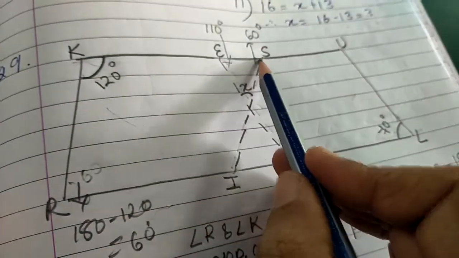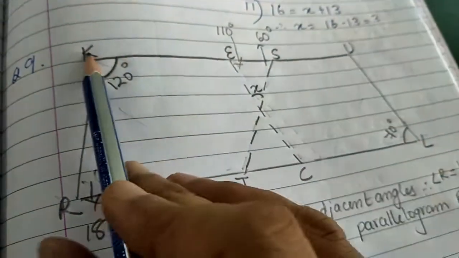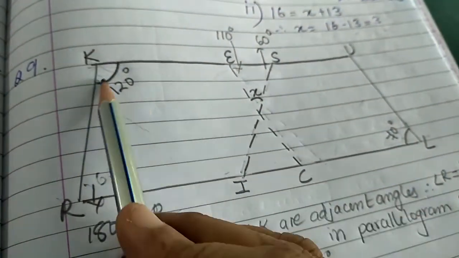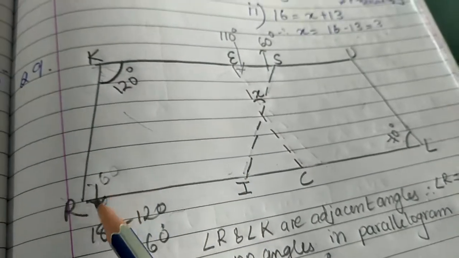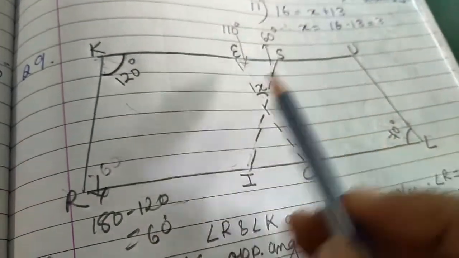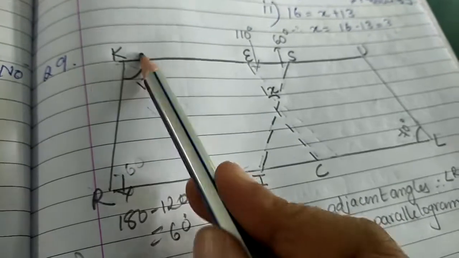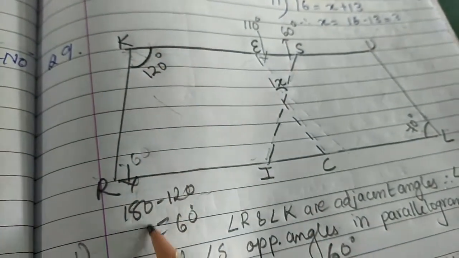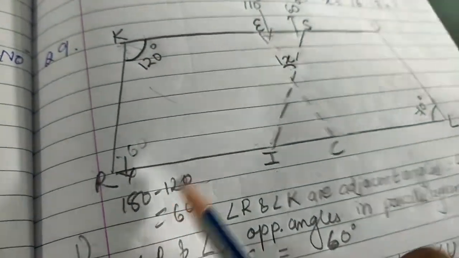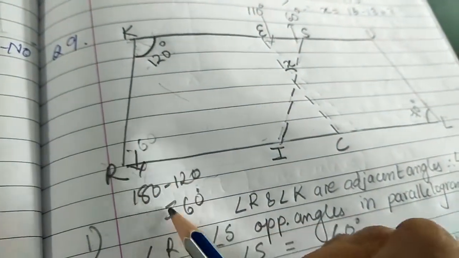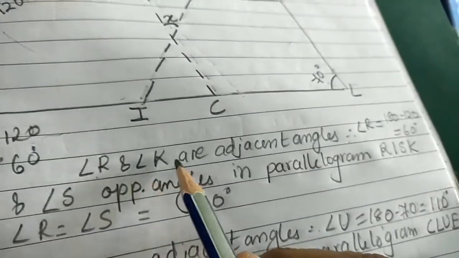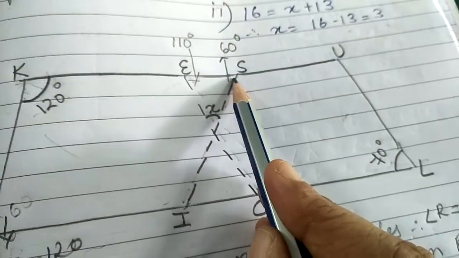Suppose I consider this parallelogram RISK. In this RISK, K and I are opposite angles, R and S are opposite angles. Now R and K are adjacent angles. Adjacent angles means they are supplementary. So this is 120, so this will be 60, 180 minus 120. So R and K are adjacent angles, so R will be 60 here. Because R is 60, this also will be 60.